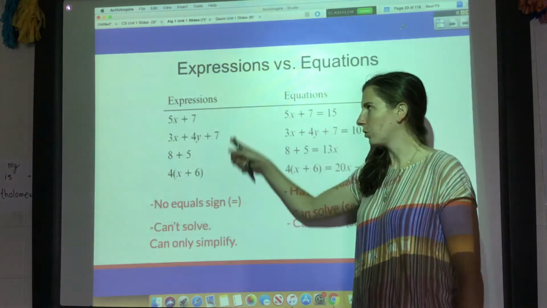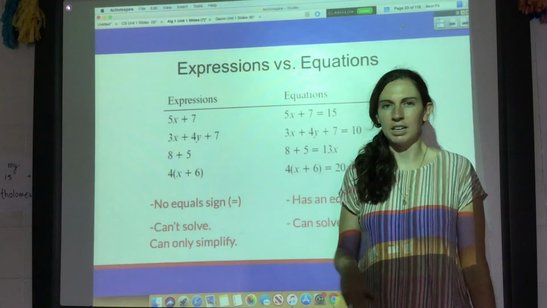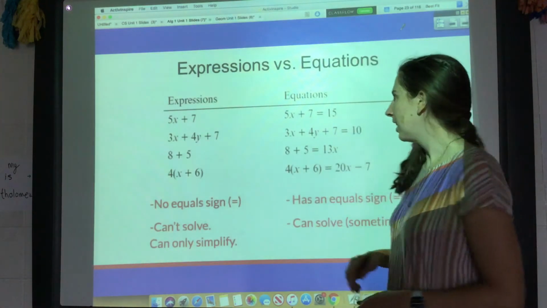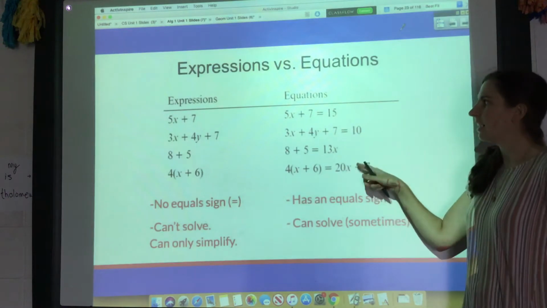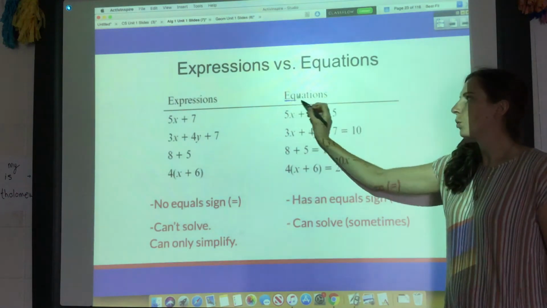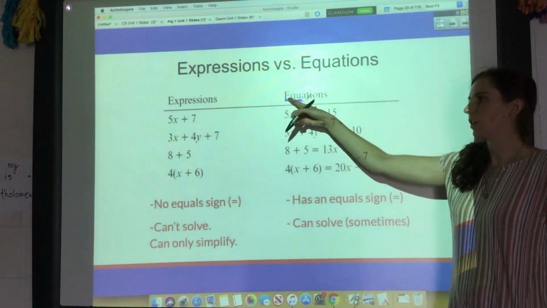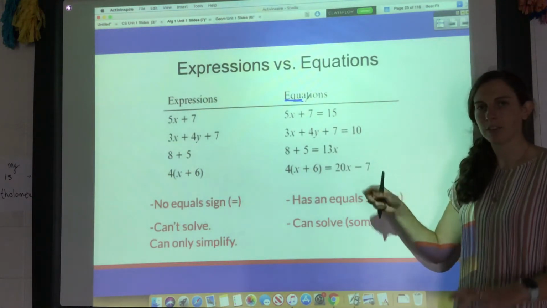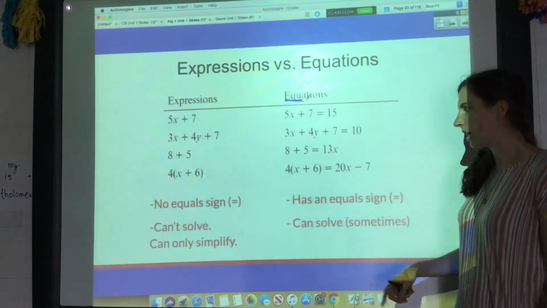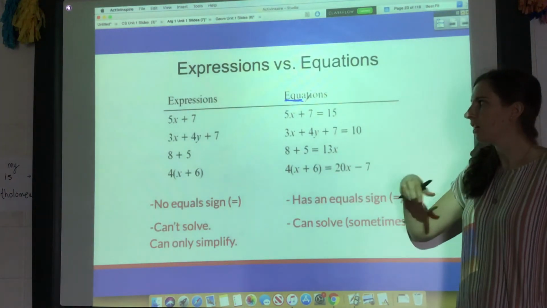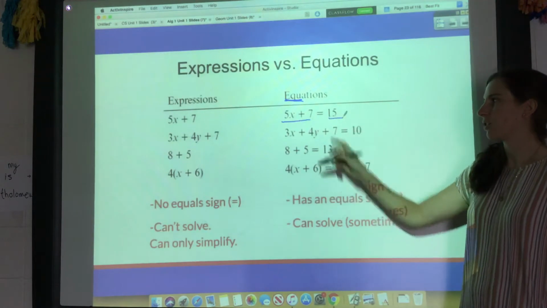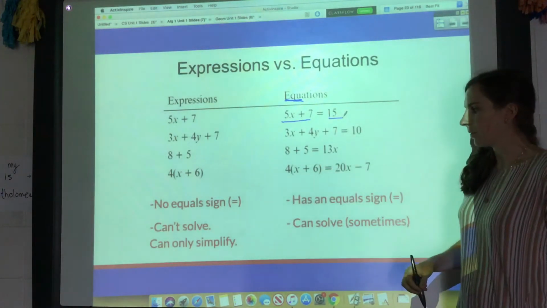Any of these would be an example of an expression. But an expression does not have an equal sign. If you have an equal sign, that makes it an equation, as in equal, equation. So as soon as you have two sides with an equal sign in the middle, that is an equation. So this is an expression, and that's an equation, an expression with an equal sign in the middle.